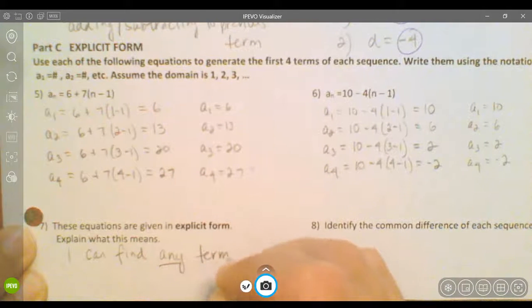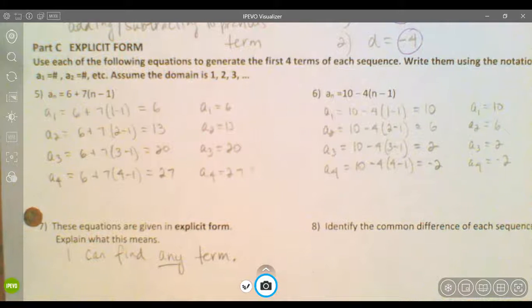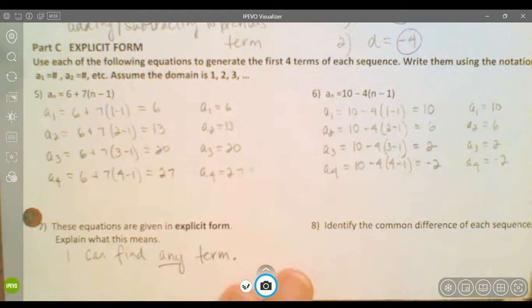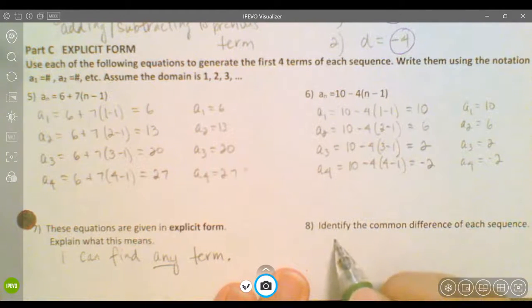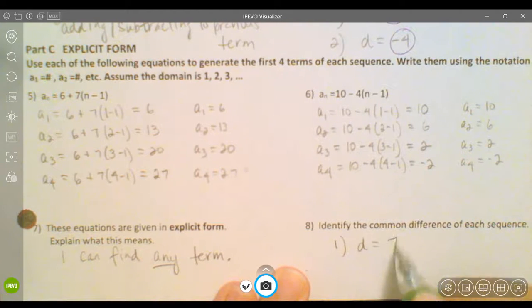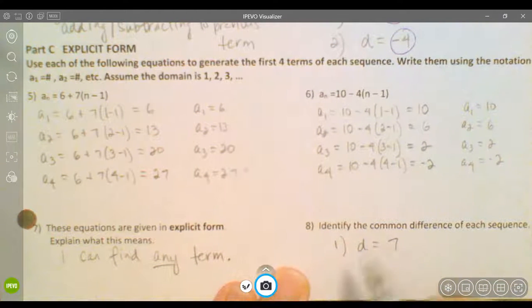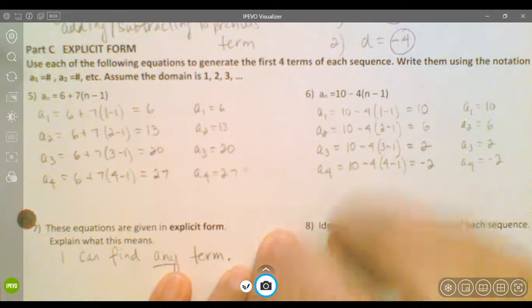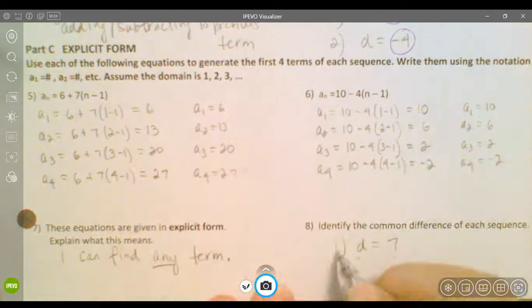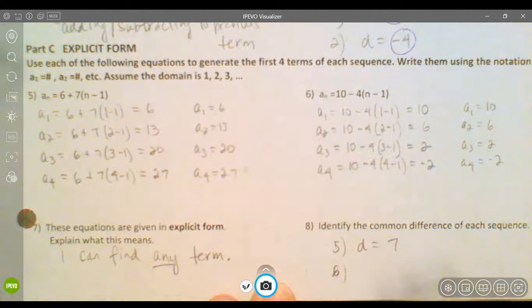So recursive gives you the next term, explicit gives you any term. And identify the common difference. Well, for number 1, the difference was 7 because we added 7 to get the next term. For number, oh, this is my bad. This is for number 5. For number 6, we subtracted 4, so the common difference is negative 4.